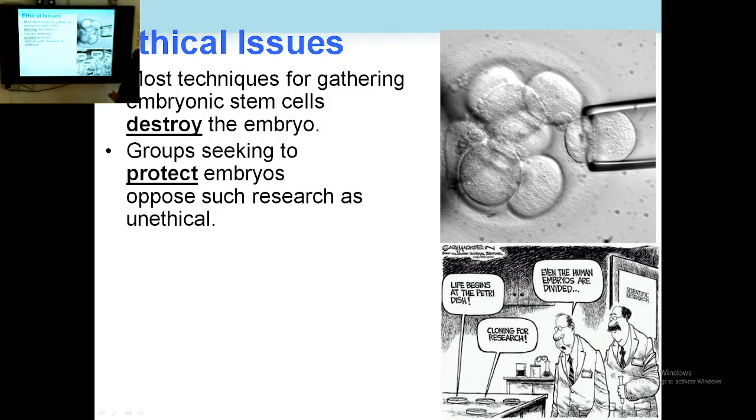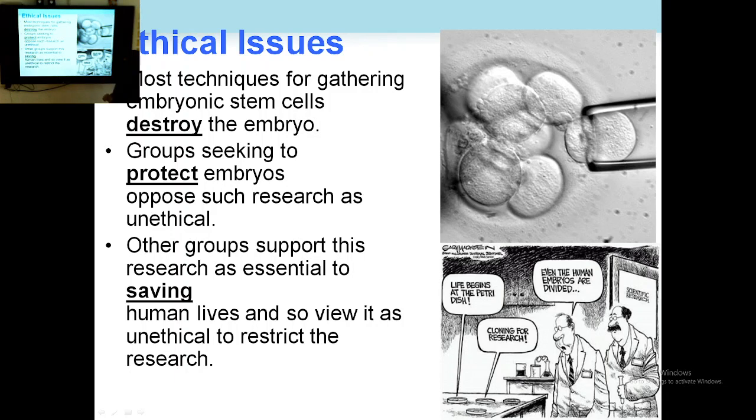Groups seeking to protect embryos oppose such research as unethical. So they consider it unethical to use research related to stem cells from embryos. Other groups support this research as essential for saving human lives, and so view it as unethical to restrict the research. So we have two opinions here, two sides. For some people it's unethical to use embryonic stem cells, for others it's unethical to prevent the use of stem cells from saving people's lives. So there are many issues on the ethical side, okay?